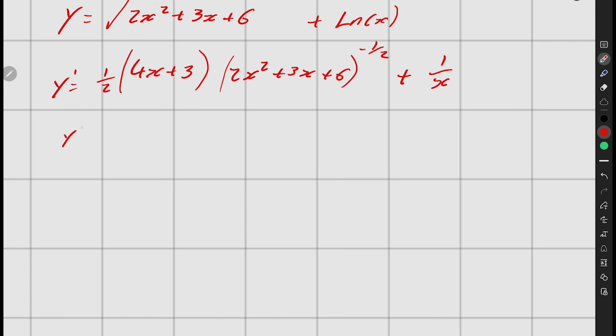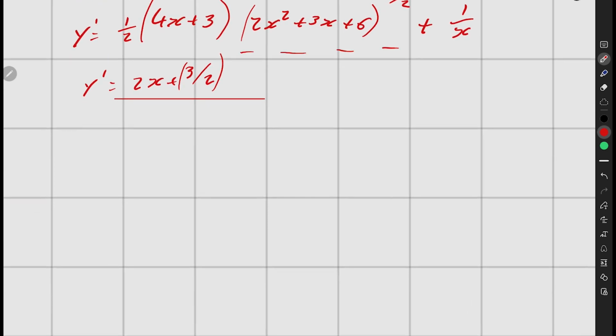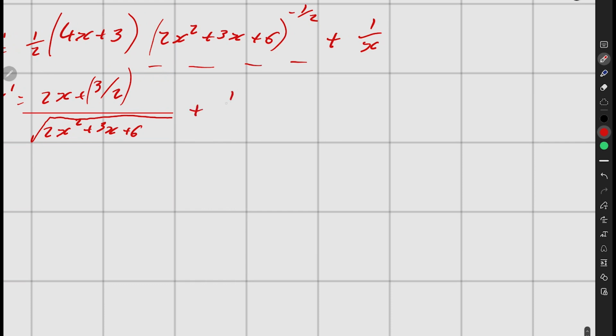So we can simplify this down. We're going to have y prime equals half of 4, 2x plus 3 over 2. And then we can also bring down this function here to the power of a negative half. We bring it down to the denominator, take it downstairs, that becomes a positive a half, and we know that a positive a half is just the same as square rooting the entire bracket. So that's going to be 2x squared plus 3x plus 6. We're going to square root everything, and then we're going to have plus 1 over x.